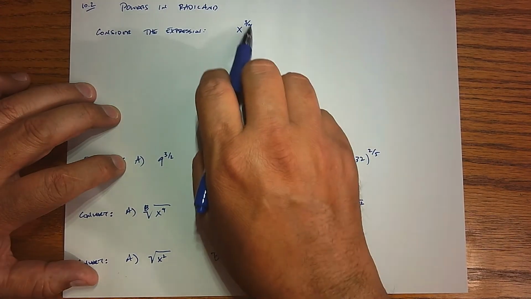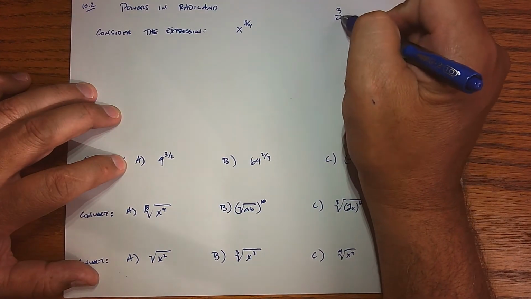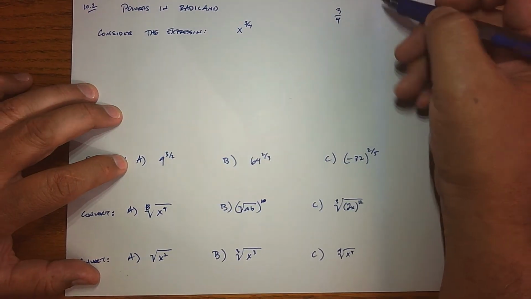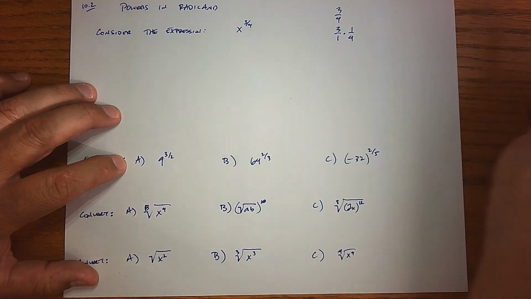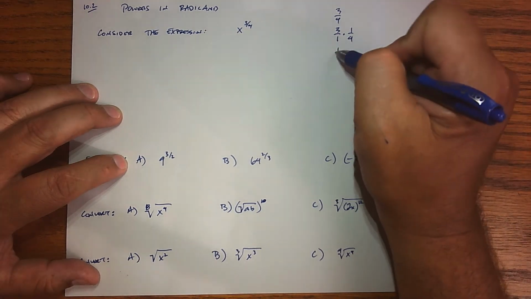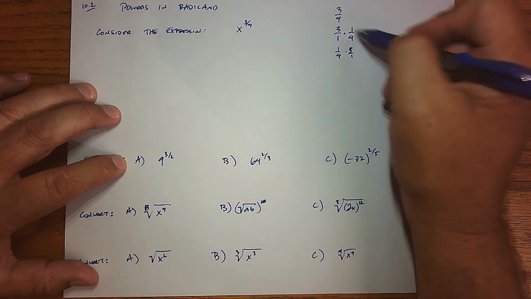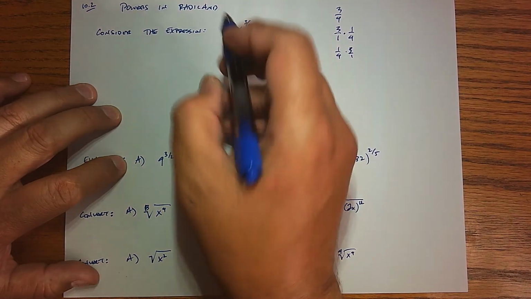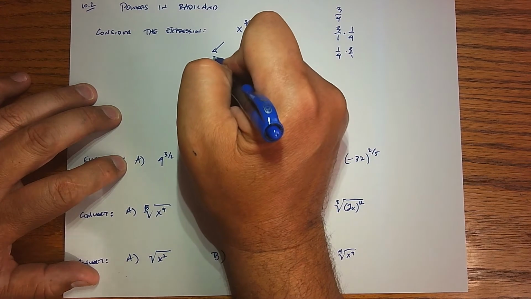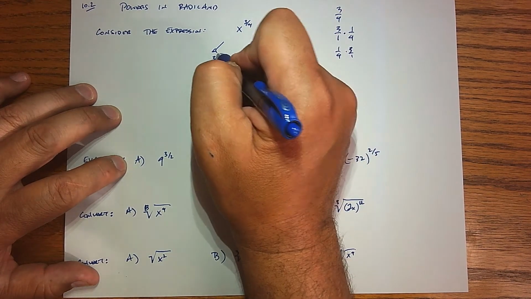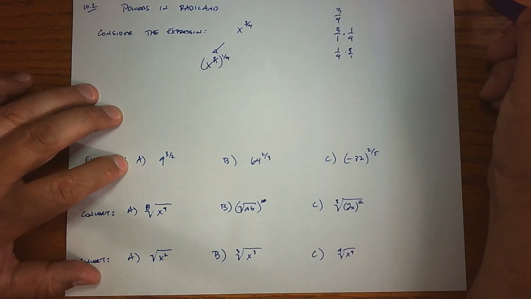Now what we learned way back in the past is that 3/4 can be written a couple of different ways. We can write this as 3/1 times 1/4, right? Or we can write this as 1/4 times 3/1 using the commutative property. So when I'm looking at this, I can rewrite this as x to the 3/1 power, raised to the 1/4 power. Now why in the heck did I do that?